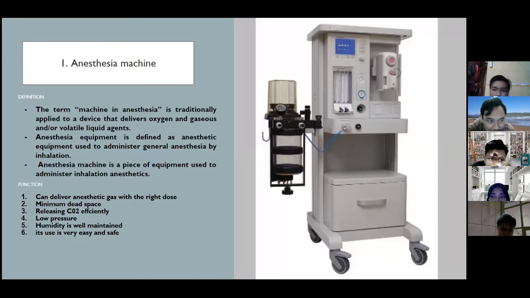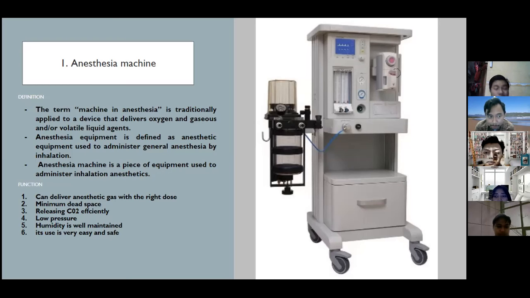The first is the anesthesia machine. Definition: the term machine in anesthesia is traditionally applied to a device that delivers oxygen and gas and/or vaporized liquid agents. Anesthesia equipment is defined as anesthetic equipment used to administer general anesthesia by inhalation. The anesthesia machine is a piece of equipment used to administer inhalation anesthesia.